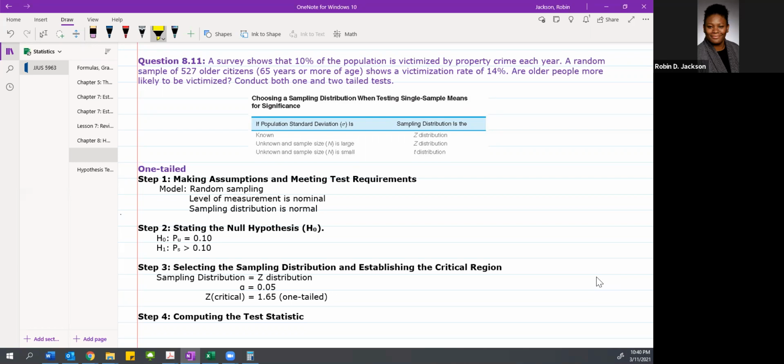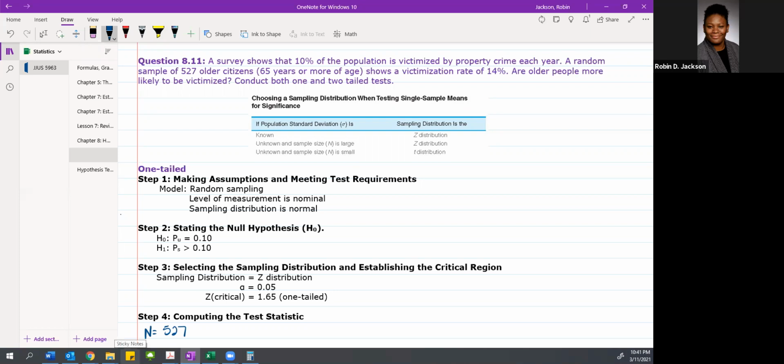All right, so let's go ahead. I'm going to start writing some of the information out. I'll come back to the population proportion in a moment. But moving on with the rest of the setup, it's talking about a random sample of 527 older citizens. So I know my number is going to be 527. So N is equal to 527.